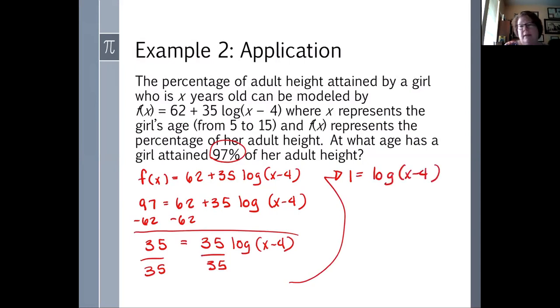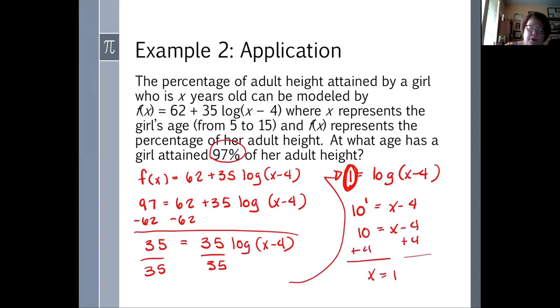Now we're going to write this as an exponential. The base of the common log is 10. So our base, 10, we're going to raise that. That is the exponent right there, 1, raise that to the first power, and that's going to be equal to what we're taking the log of. So we have 10 equals x minus 4. Add 4 to both sides. And x will be 14.